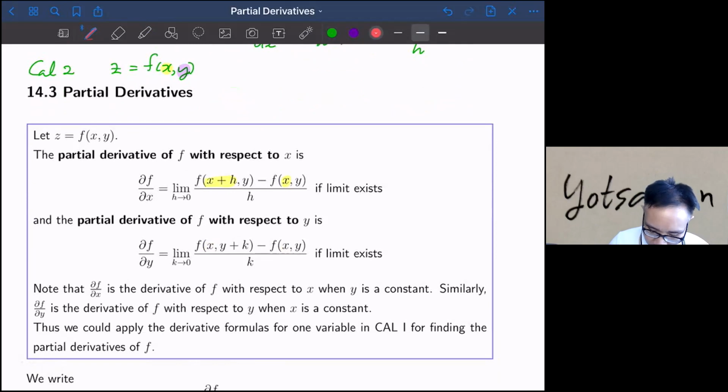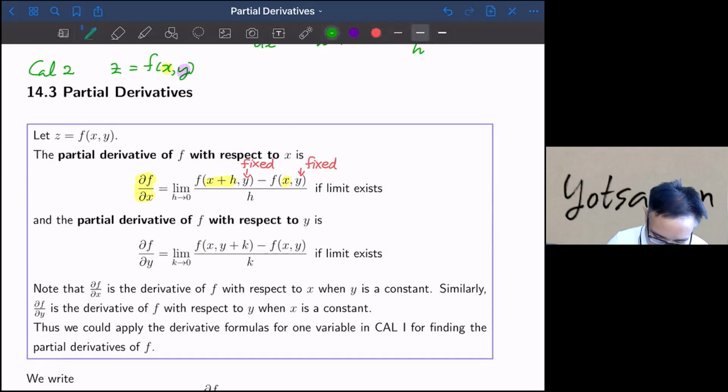So we're gonna fix y. This one is fixed, and we would just study the change in only the variable x. This will give us the definition of the partial derivative with respect to x. And the notation that we shall use is going to be df dx.